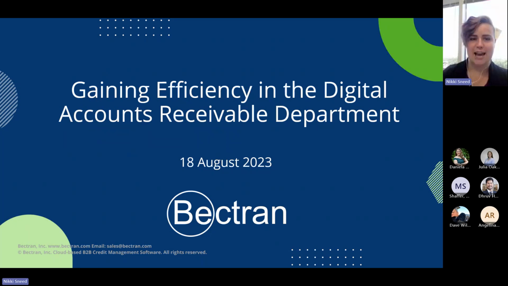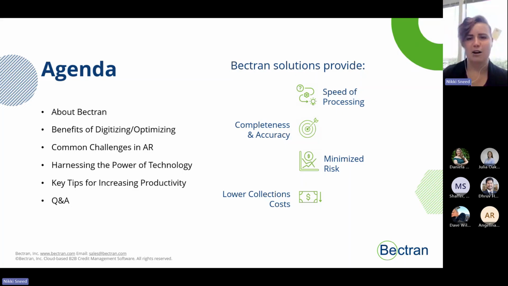Here's our agenda for today. We're going to start off by introducing ourselves, and then we'll get into talking about the benefits of optimizing your accounts receivable process. And yes, that includes diving into the abilities to upgrade and enhance the digital processes that you may already have in place. If you have some of these in place, as I'm sure many of you do, there are still a lot of ways that you can make them better.